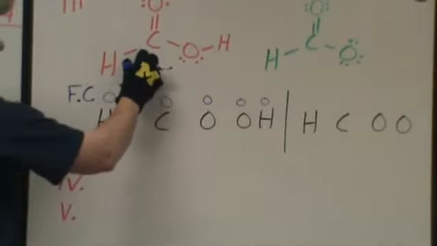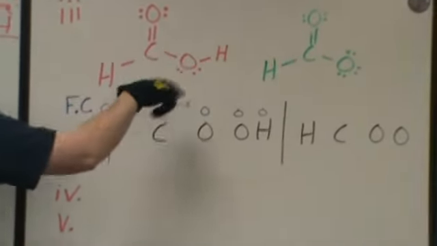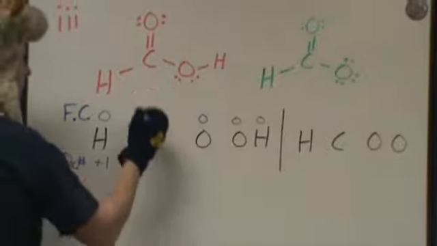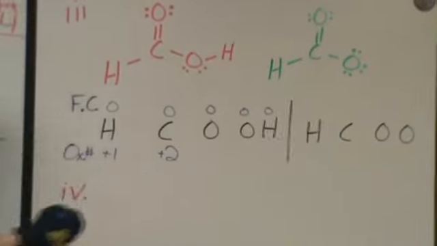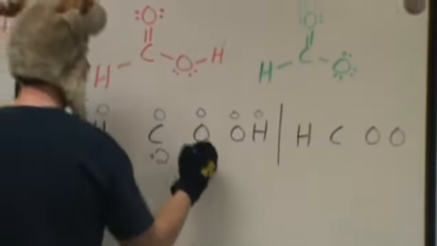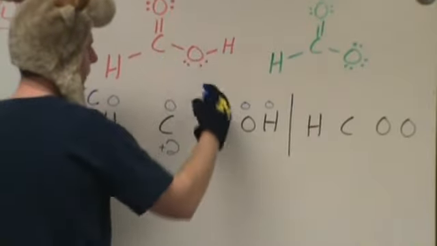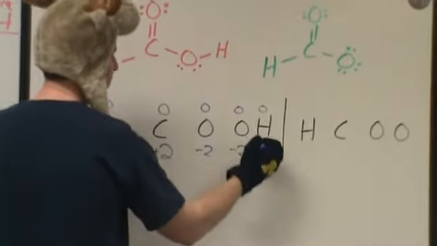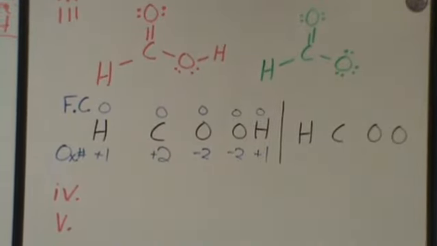The carbon will get the 2 electrons from the hydrogen because it's more electronegative, but it will lose the other ones to the oxygens. So the carbon actually ends up with only 2, and it should have 4, a +2 oxidation number. Okay, the oxygen is getting the 2 electrons from the carbon. This one is getting an electron from the carbon and 1 from the hydrogen, and the hydrogen gets nothing. So those would be my oxidation states.